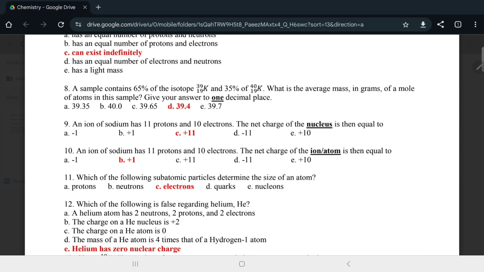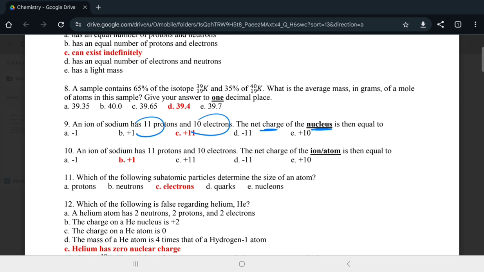An ion of sodium has 11 protons and 10 electrons. The charge of the nucleus. What is there in the nucleus? There are neutrons and protons. Neutrons are neutral, so their charge is 0. But protons do have a charge. It's a positive charge. So basically, what factors determine the charge of the nucleus?